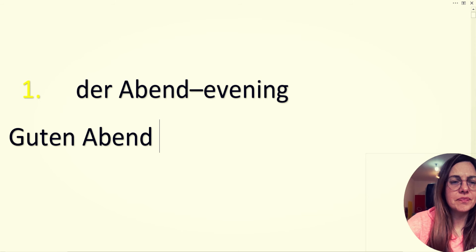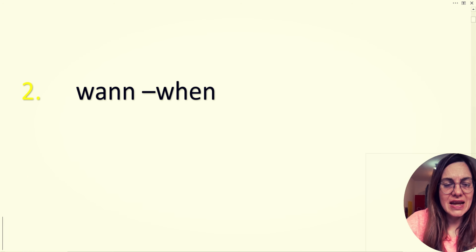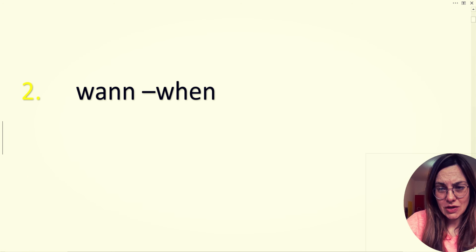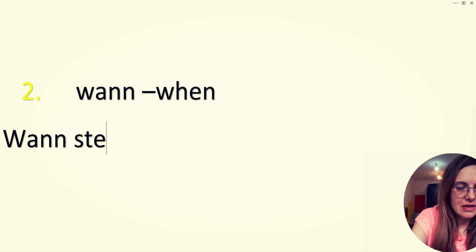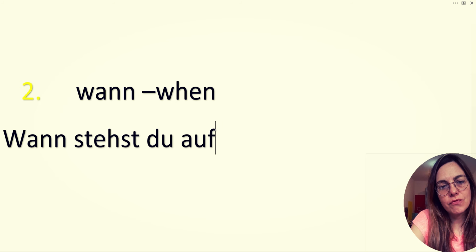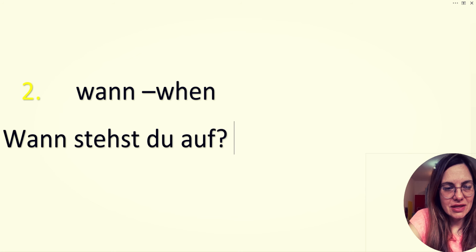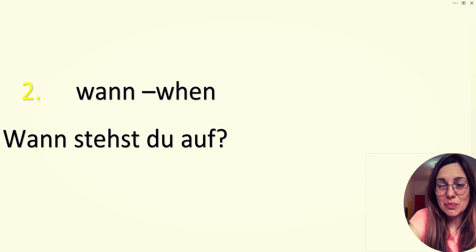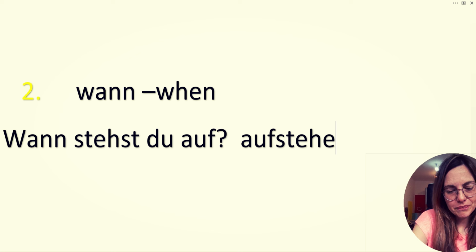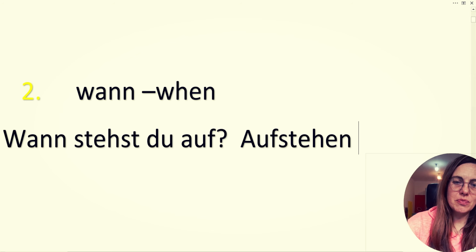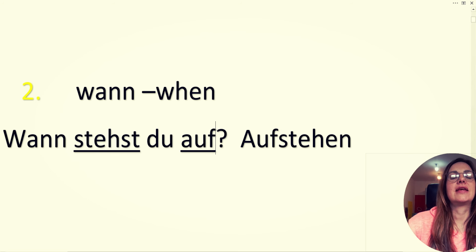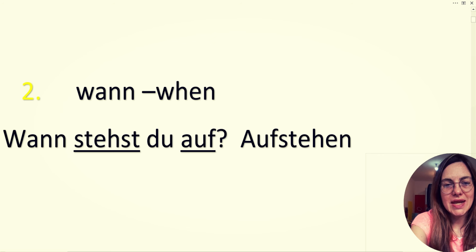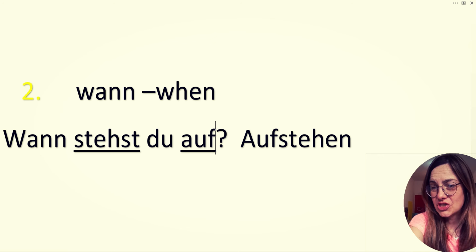Okay, let's move on to wann. Wann is when. So I will ask you, for example, when do you get up? Wann stehst du auf? Again, interesting thing in German are these verbs with separable prefixes, as this one, aufstehen, is to get up. So first we put the verb, second person singular, stehst, and then we put the prefix at the end. Wann stehst du auf?